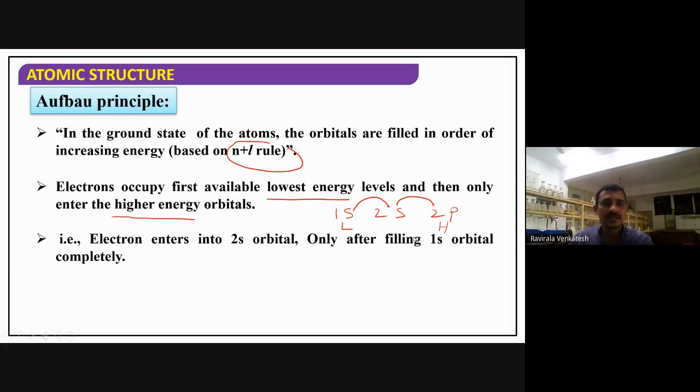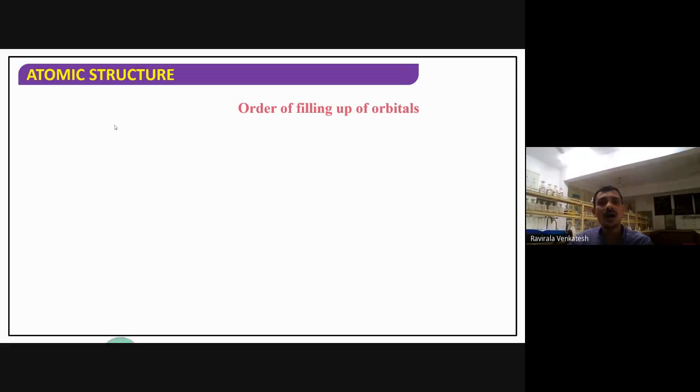So in this way, we can write the definition of the Aufbau principle. This is the second point. In the examination, if they ask for the Aufbau principle, what you have to write: electrons occupy the first available lowest energy level and then only enter the higher energy orbital. Otherwise, simply you can write like this: electrons enter orbitals from lower energy to higher energy. This is called the Aufbau principle.